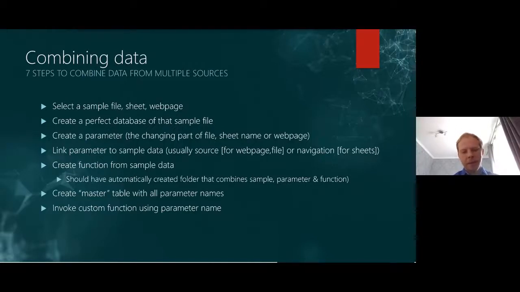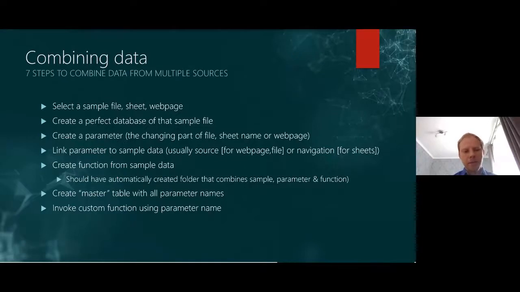And then when you create this parameter, you have to link this parameter with your sample data, the one that you created. Usually that's under source if it's a web page or file, or in the navigation step for sheets. So instead of having this page 1, you add your parameter name. Once you do that, you simply can create a function of the sample data. You can right click on your sample data and create function. Once you do that, it should automatically create a new folder with these 3 elements together. One is the sample file, then the formula, and lastly the function itself.